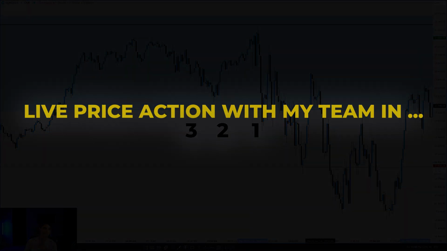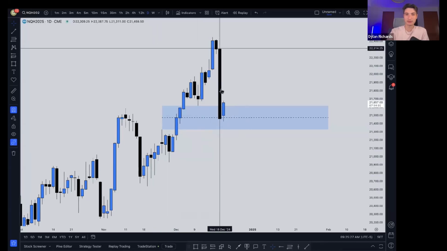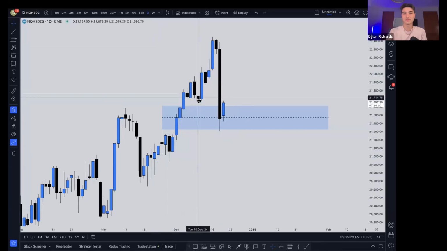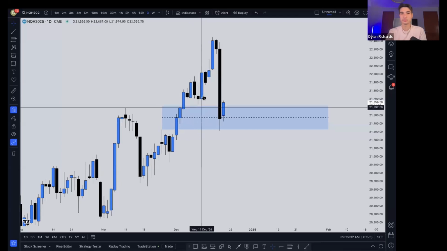So with that in mind, we traded, like I said, to a discount of the range. We have a mitigation block here. I'll be seeing how we trade in. That'll be an influential level for me.